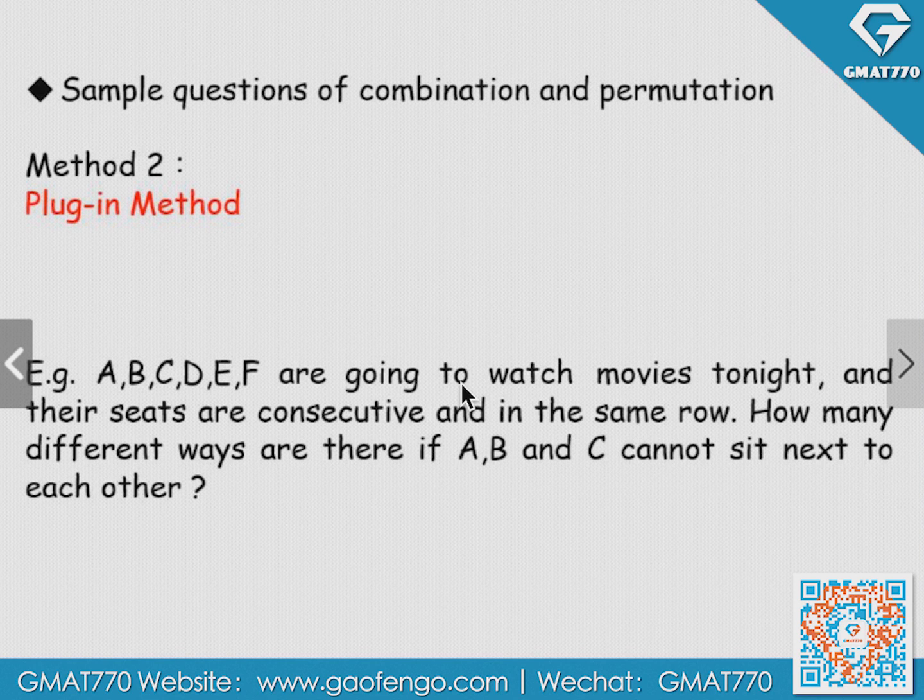So first, let's explain what it means that A, B, and C cannot sit next to each other. It means that at least one of D, E, and F must be placed between A and B, B and C, and also A and C. In this question, there are no more requirements for the sequence of D, E, and F. So we place D, E, and F in order first. We use P33 to represent the sequence of D, E, F.